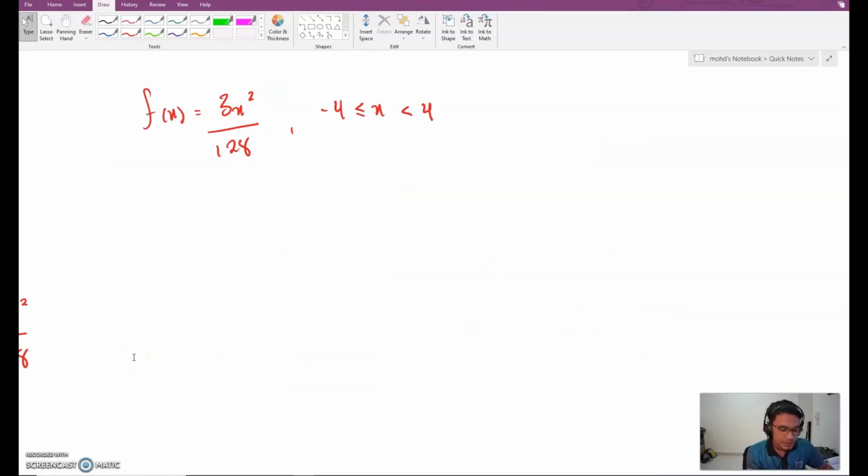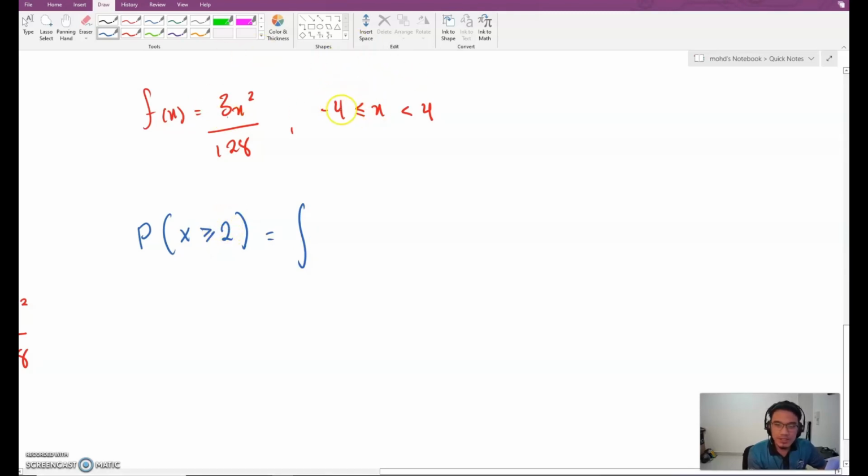Now we take the function from the same example, f(x) equal to 3x squared over 128. We want to find the probability of x bigger than or equal to 2. The probability of x bigger than or equal to 2 is equal to the area under the graph for the function f(x), which means we want the area from 2 and beyond.